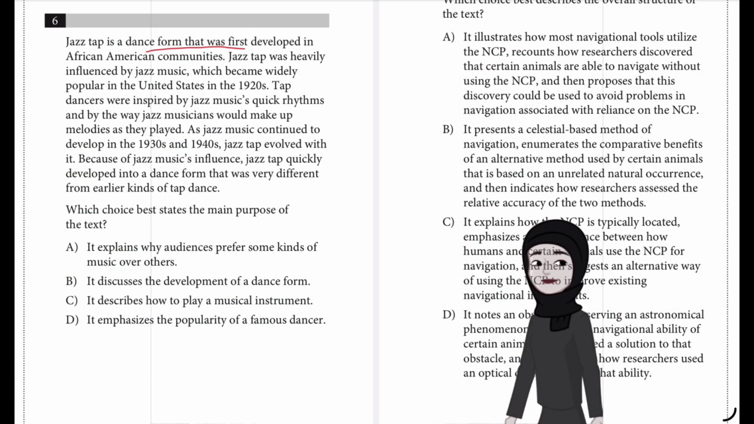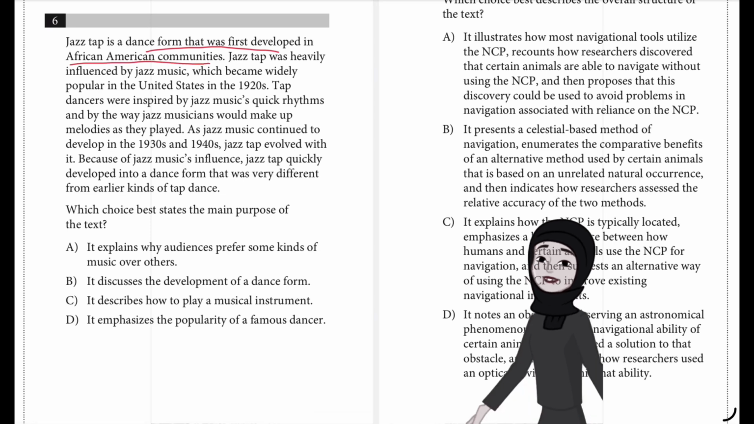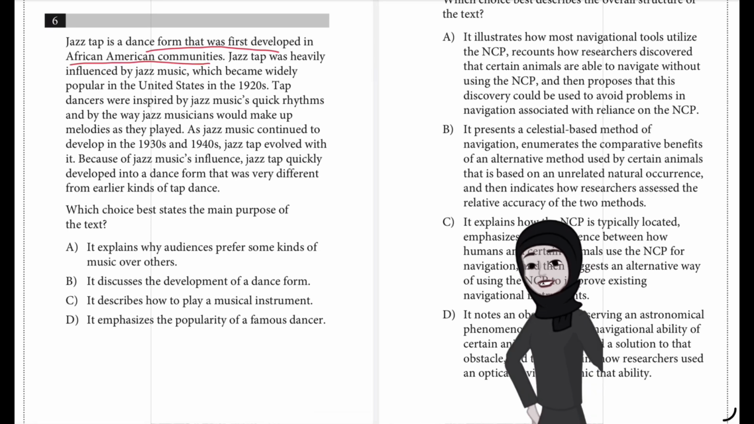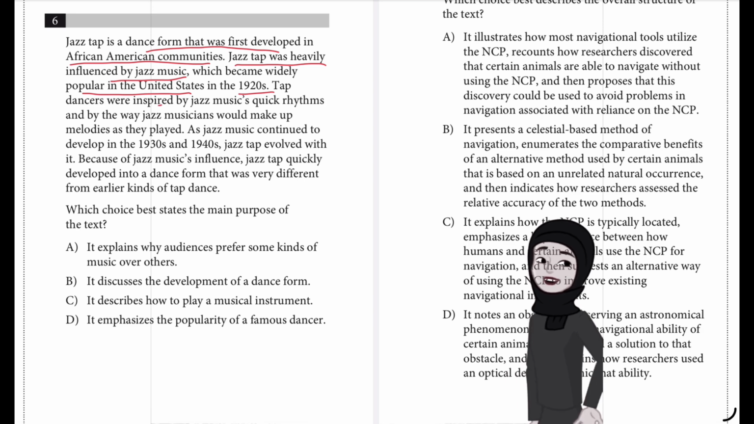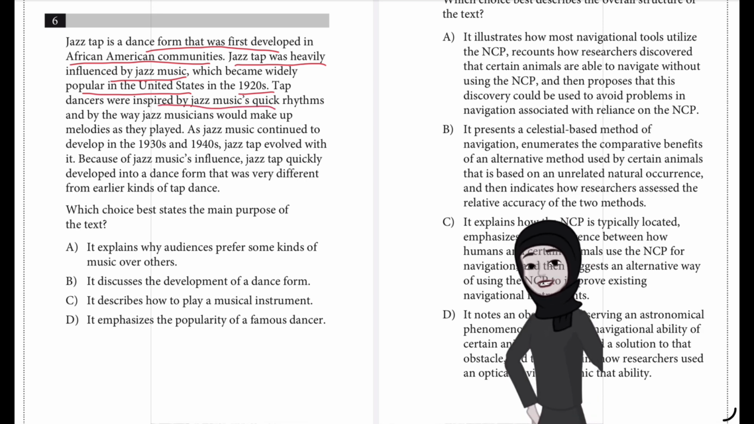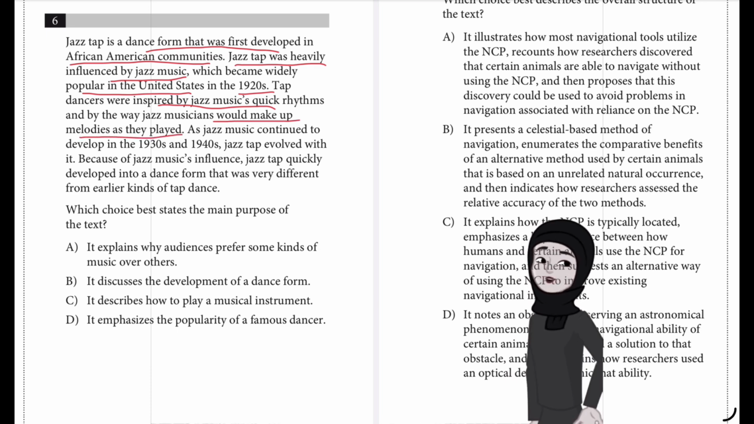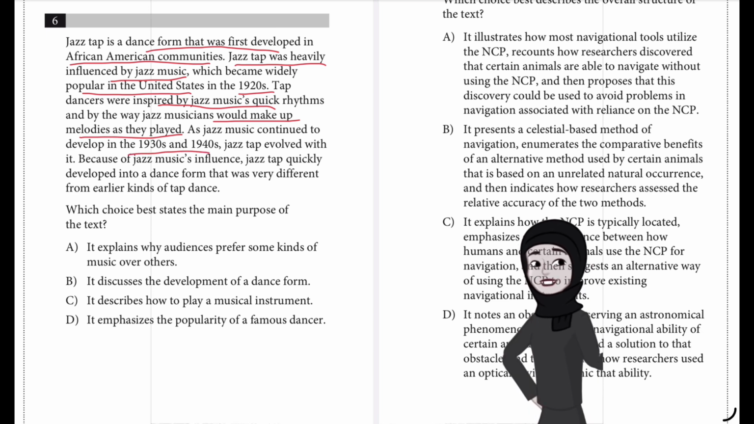So, in question number 6, we are talking about jazz tap, and it is a dance form that was first developed in African American communities. So, first of all, it was developed in African American communities, and they had formed communities, and so jazz tap was heavily influenced by jazz music. So, how it came to be because of jazz music. Jazz music was very popular in the United States in the 1920s. So the tap dancers were inspired by jazz music's quick rhythms. And by the way, jazz musicians would make up melodies as they played. So these are like instantaneously making it.